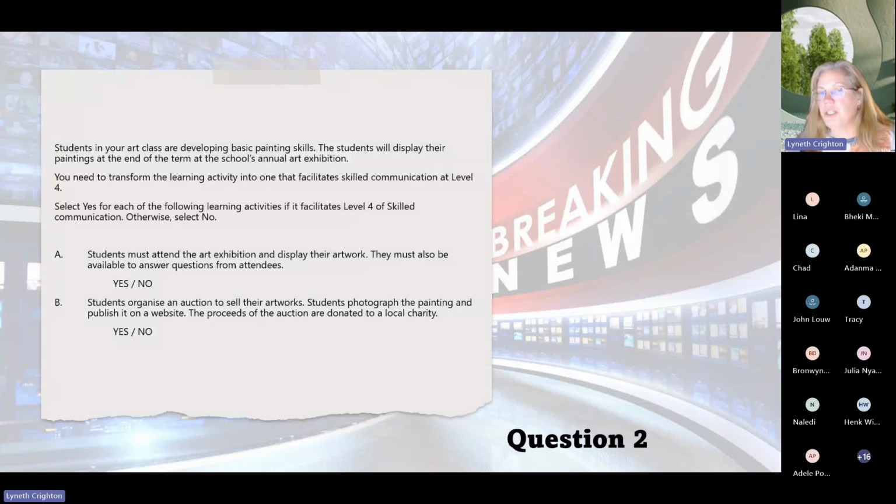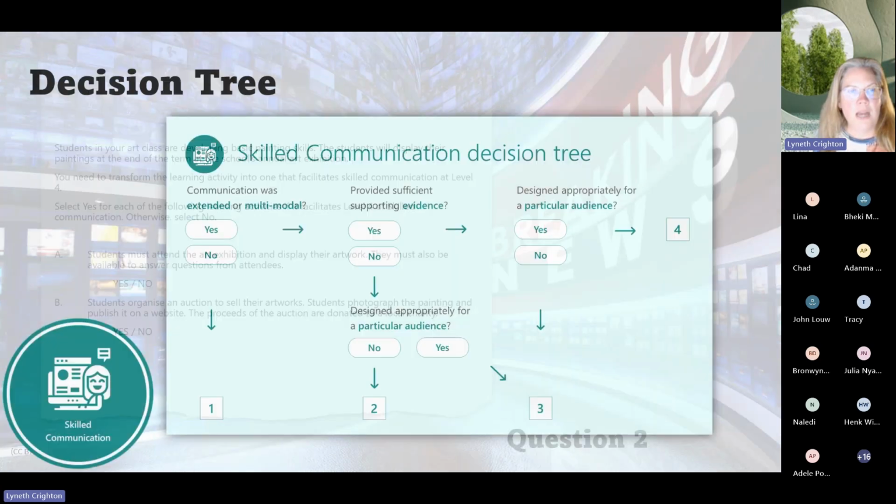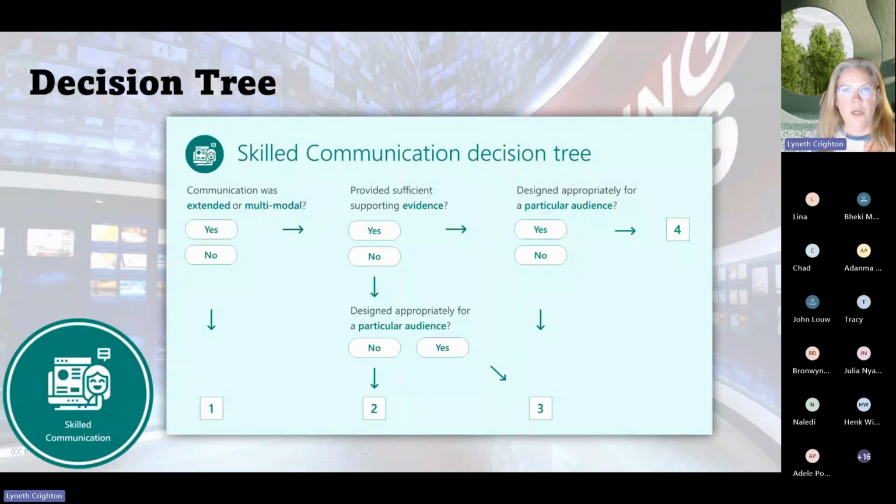So that's the top question. The second question is, where is the evidence of the work? So for me, they fail on both of those accounts. In those instructions, they don't tell you anything about evidence. In other words, where did their idea for their painting come from? And who are they displaying it to? So as you can see, the decision tree looks slightly different because we can get to level 3 in 2 different directions. But the crux is whether there's supporting evidence to get to level 4.